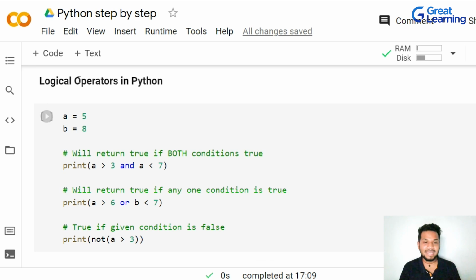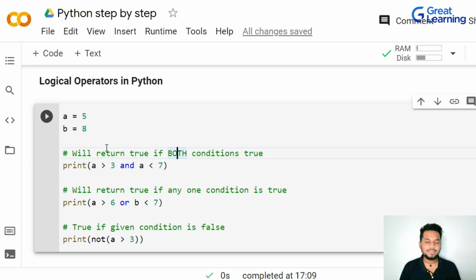I'll explain. A is equal to 5, which is a variable. B is equal to 8, another variable. Perfect. Look at this line. The comment says this will return true if both the conditions are true.